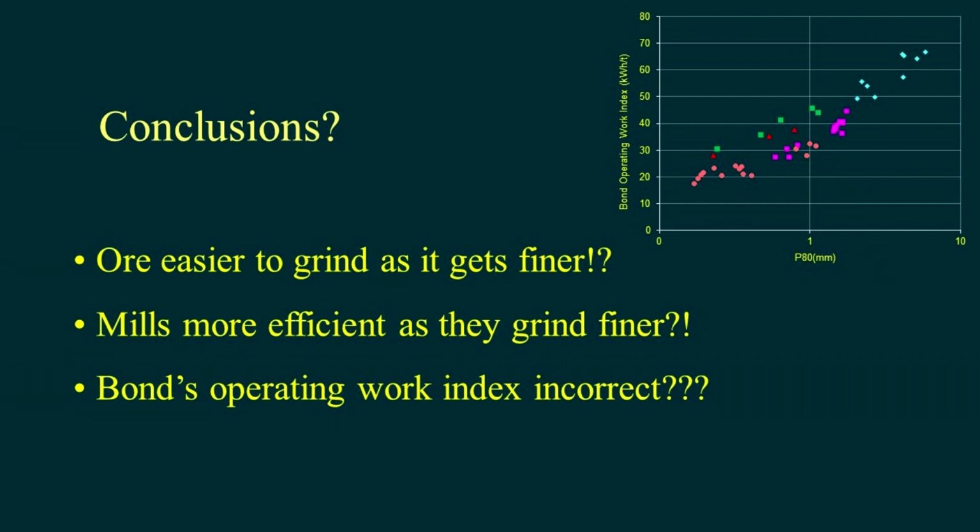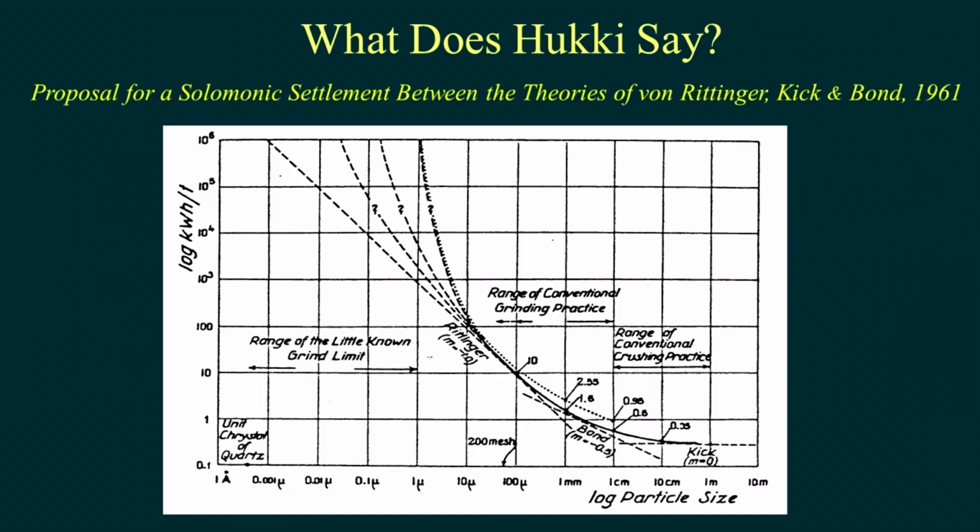So I remembered reading Hukki. You remember what I was saying about Hukki's reasoning. Hukki published a paper. Here's the name of it. It's a really lovely name. Proposal for a Solomonic Settlement Between the Theories of von Rittinger, Kick and Bond. He wanted to keep everybody happy. If you know your Old Testament, Solomon was a wise king. So Solomonic means a wise settlement between those theories.